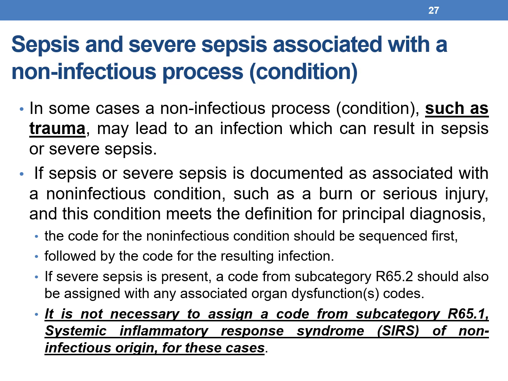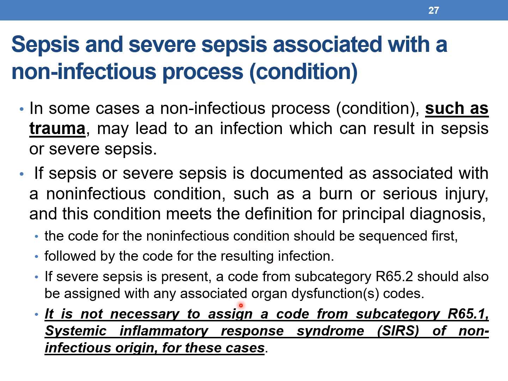Now, sepsis and severe sepsis associated with a non-infectious process. In some cases, a non-infectious process such as trauma may lead to infection, which can result in sepsis or severe sepsis. If sepsis or severe sepsis is documented as associated with a non-infectious condition such as burn or serious injury, and this condition meets the definition of PDX, then code the non-infectious condition first. If it meets the definition of PDX, the non-infectious condition should be coded first, followed by the code for the resulting infection.